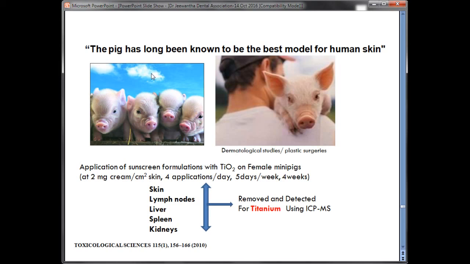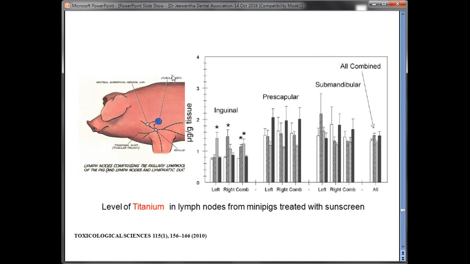Then you get the skin. They are not saying anything about the liver and kidney, and then you analyze. You get 100 pigs and they analyze; they remove, digest and sample, and thereafter detect titanium using ICP-MS. Finally they found that the level of titanium increased. That means they concluded that it can deposit in some parts of the body. If in pigs, why not in human beings?